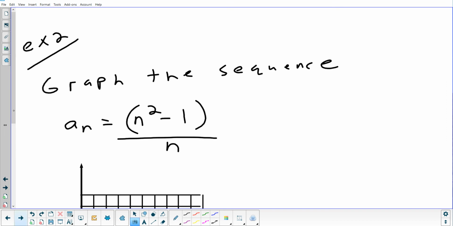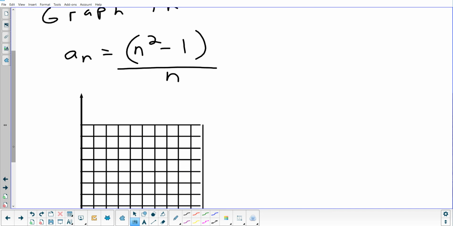So let's look at an example. What were the first terms here again? Someone just remind me. The first one was how much? 0. 0, and then? 3.5. Okay, so 1.5, yep. 8 thirds. So 2 and a third.